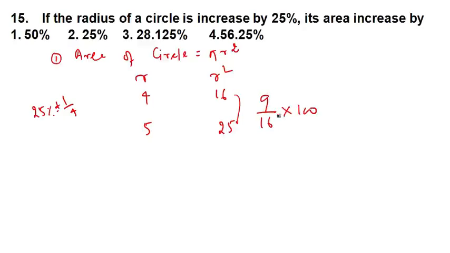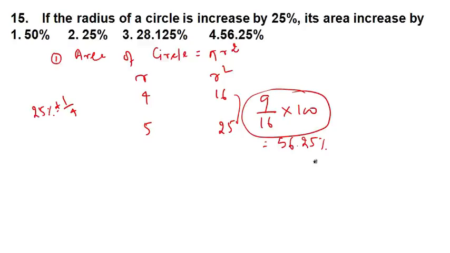Now 1 by 16, what is the fraction? What is the percentage value of 1 by 16? It is 6 1 by 4. Now if we multiply 6 1 by 4 with 9, what do we get? We get 56.25%. Please do it by yourself.